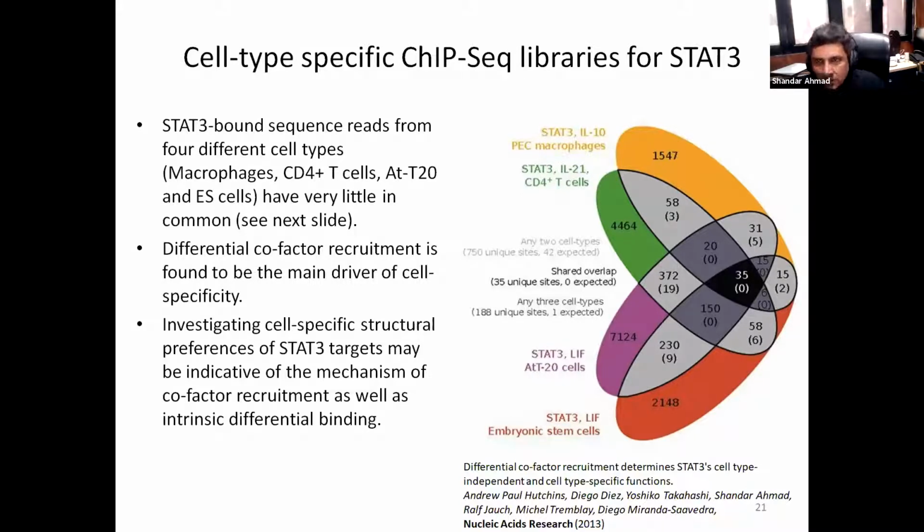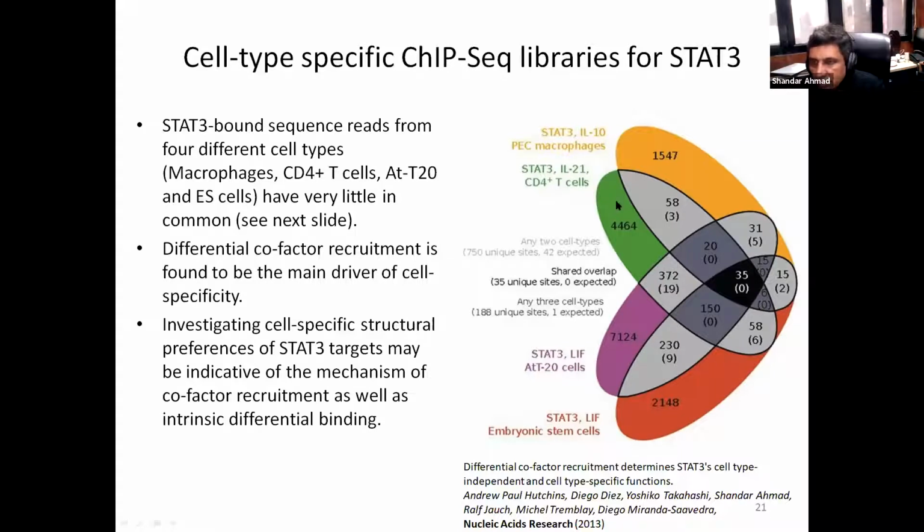So here the problem is that STAT3 is a transcription factor, and transcription factors recognize different target genes in different cell types. Here the data is collected for STAT3 from ChIP-seq experiments for four different cell types: macrophages, CD4 plus T cells, T20 cells, which are cancer cell lines, and embryonic stem cells.